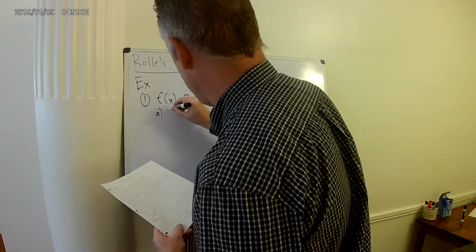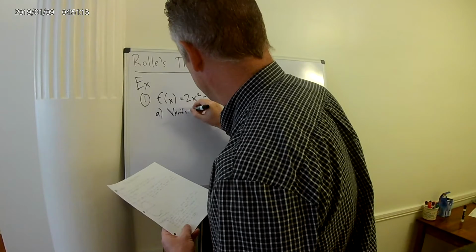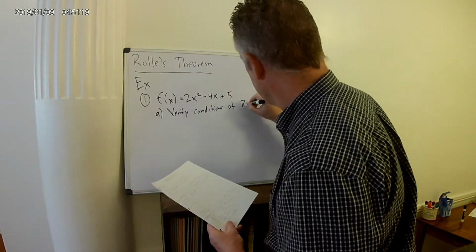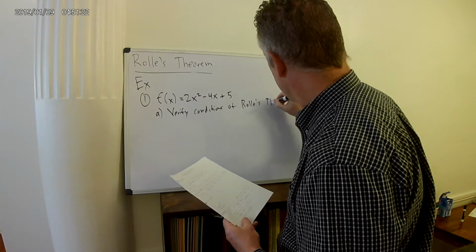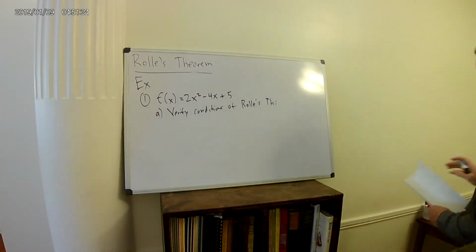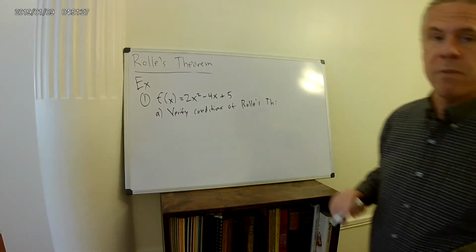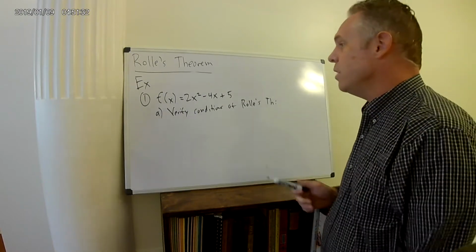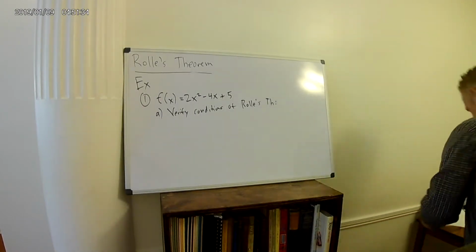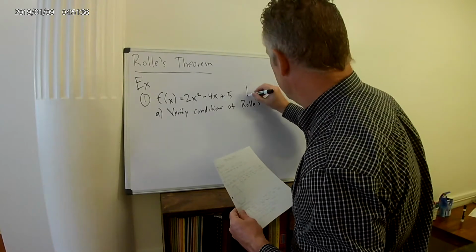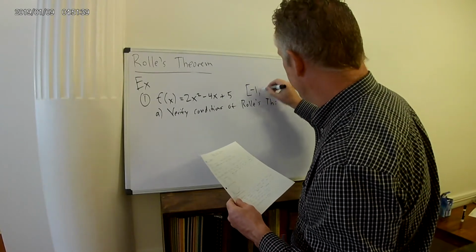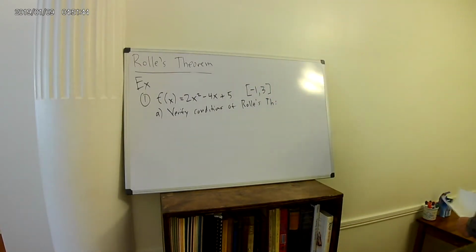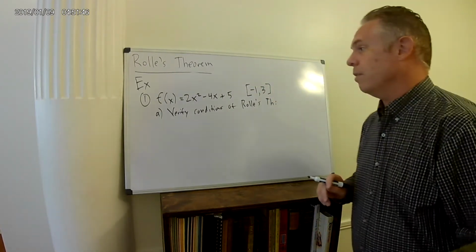Let's first verify the conditions of Rolle's theorem. If you guys remember, the 3 conditions are that this function is continuous. Oh, I need to give you guys the interval too. I am sorry. The interval we're interested in is minus 1 and 3. I'm sorry about that. This is the interval we're interested in.